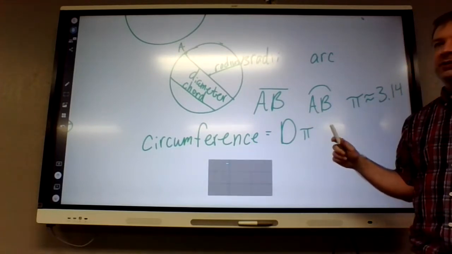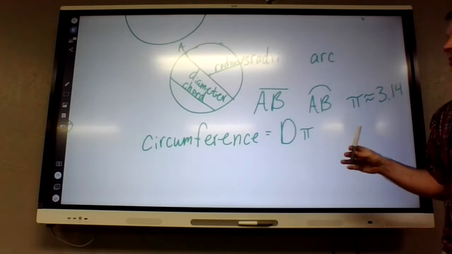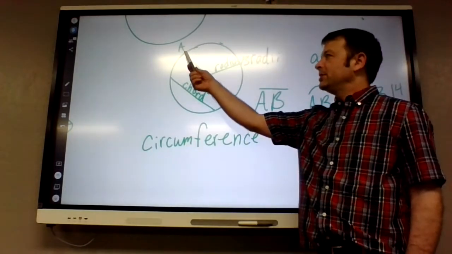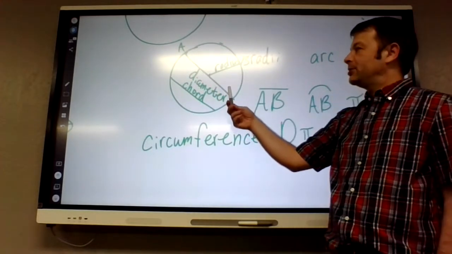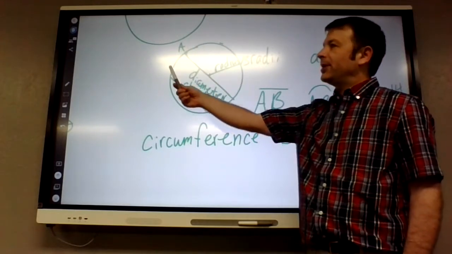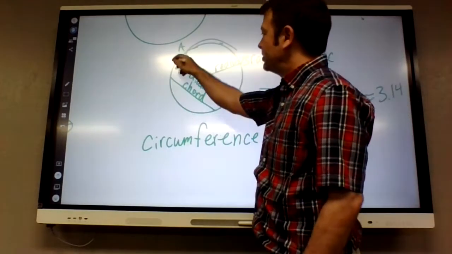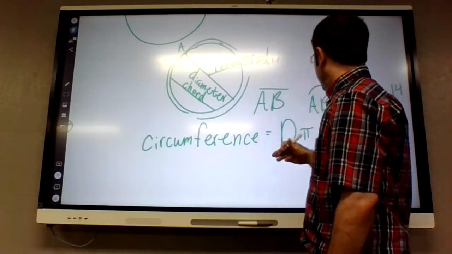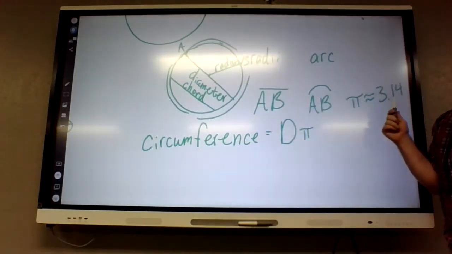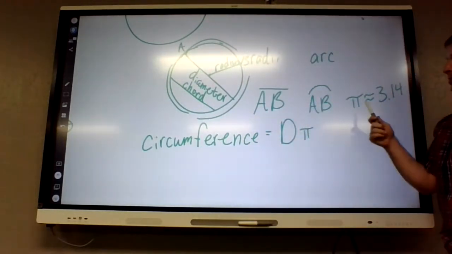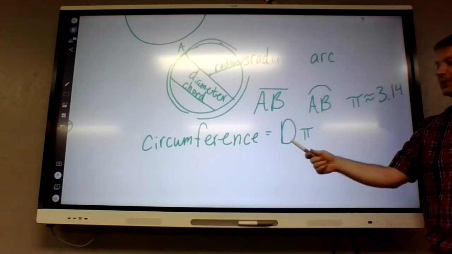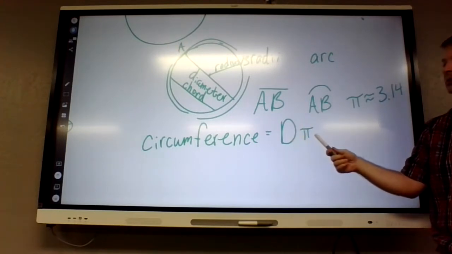Where pi came from is that the Greeks figured out that no matter how big your circle is, it takes a little bit more than three diameters to go around the circle. Like one, two, three. So it takes about 3.14 diameters to go around the circle. That's why the circumference is diameter times pi.